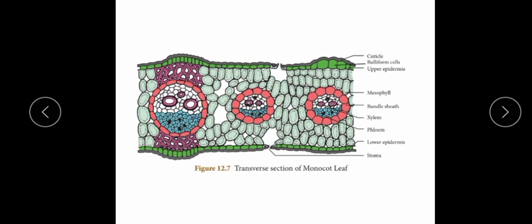Next is, of course, the same as the dicot leaf, the middle layer, which comprises the mesophyll layer. Let's see what the mesophyll is here. In the dicot leaf, we said that the mesophyll layer is divided into palisade parenchyma and spongy parenchyma. Here nothing like that, no such difference at all. That's an important point. Mesophyll is not differentiated into palisade and spongy parenchyma. They are irregularly arranged with intercellular spaces and they contain a larger number of chloroplasts.